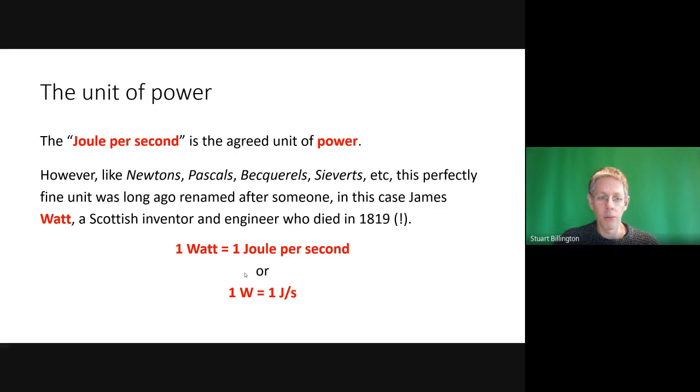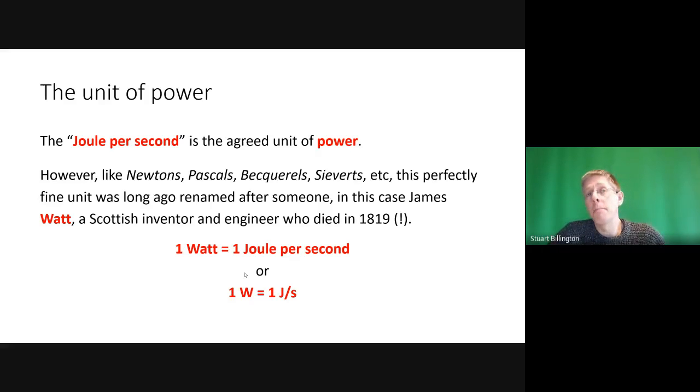fine, nothing wrong with it, joule per second, and we're going to name it after a dead person. So in this case, it's James Watt from Scotland, 1819. So again, 201 years old, 202 years old that this definition is. It would be so much simpler to just refer to the joule per second, and then we would all remember what power is and what units it is.